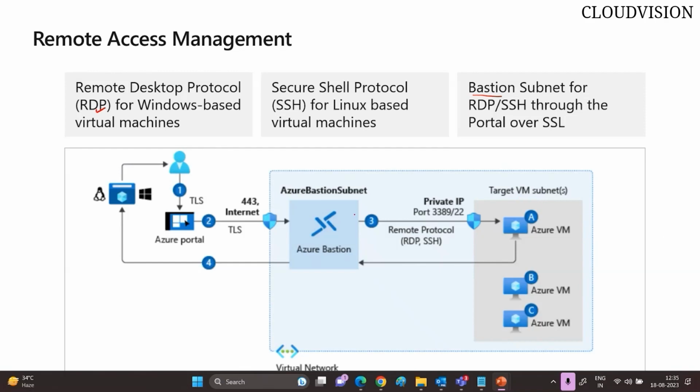So actually, in this Bastion service, first of all, as it's a managed service, you have to first prepare a dedicated subnet. So you can see in this network, this is an Azure Bastion subnet. It's a dedicated subnet to keep your Bastion host.